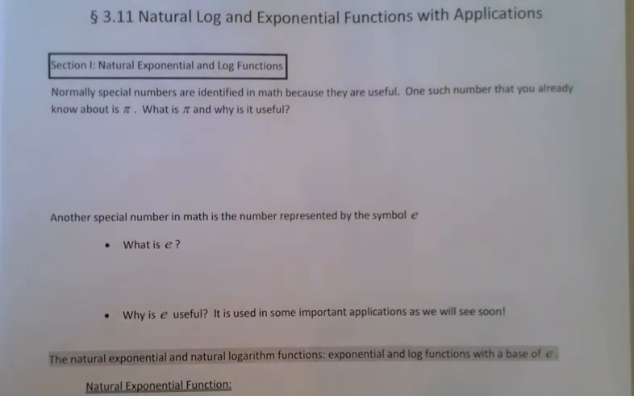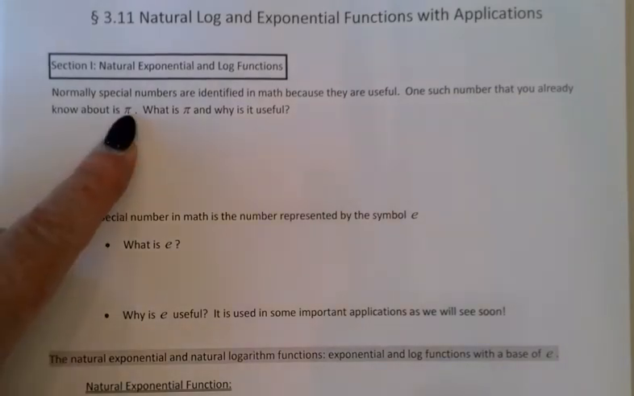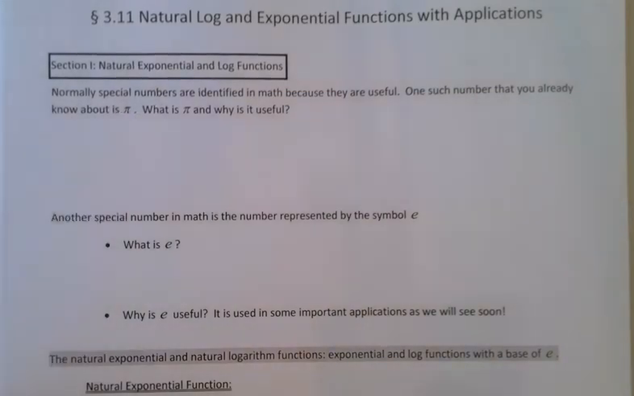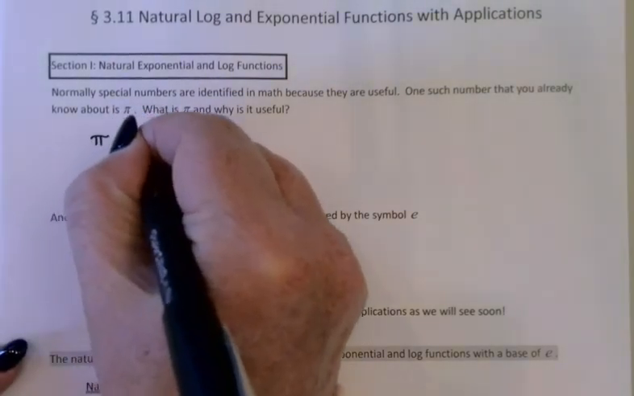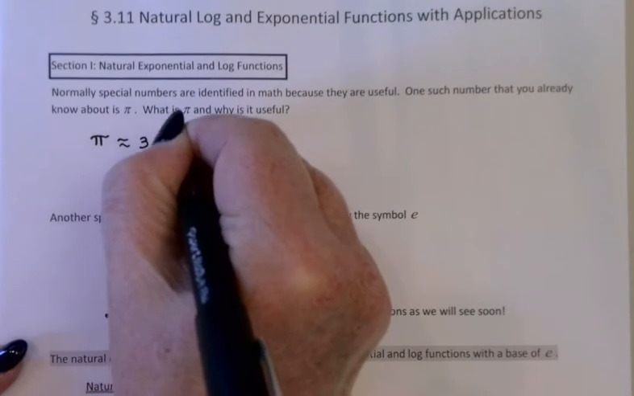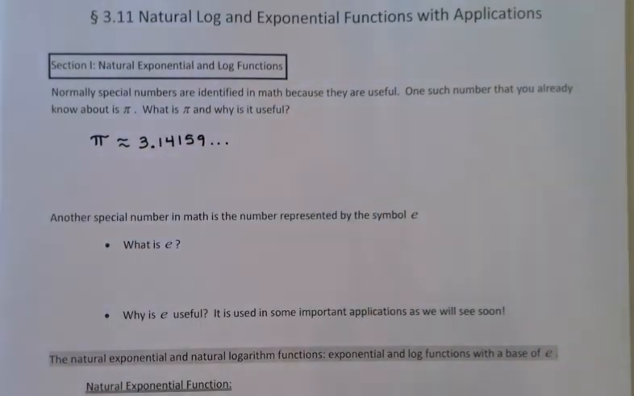In math, we have a few numbers that have special uses, and we often give them special symbols to make them easy to refer to. One example that you all know about is pi. Pi is the number approximately 3.14159 and so on. We know its decimal form goes on forever without repeating or terminating.